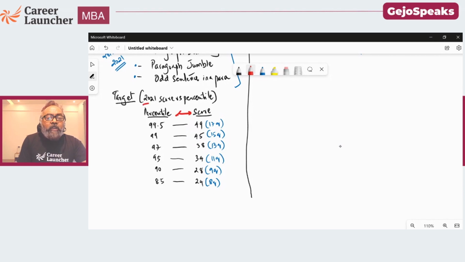So this is based on the CAT 2021 story. By and large, it will not be very difficult. Mind you, this is a 2-hour test, therefore a 40-minute section. So in a 40-minute section, if you can achieve that, then in a 1-hour section you can achieve the corresponding 1-hour target score.